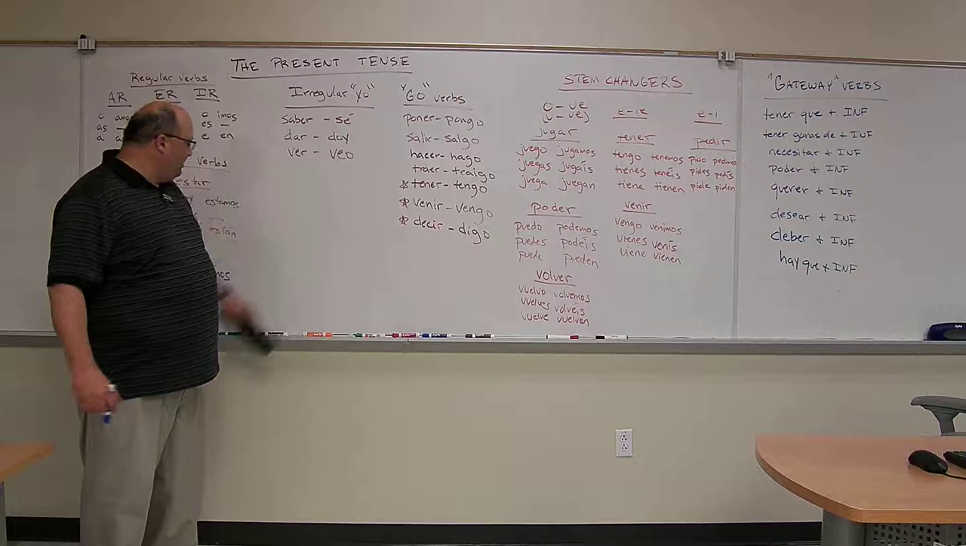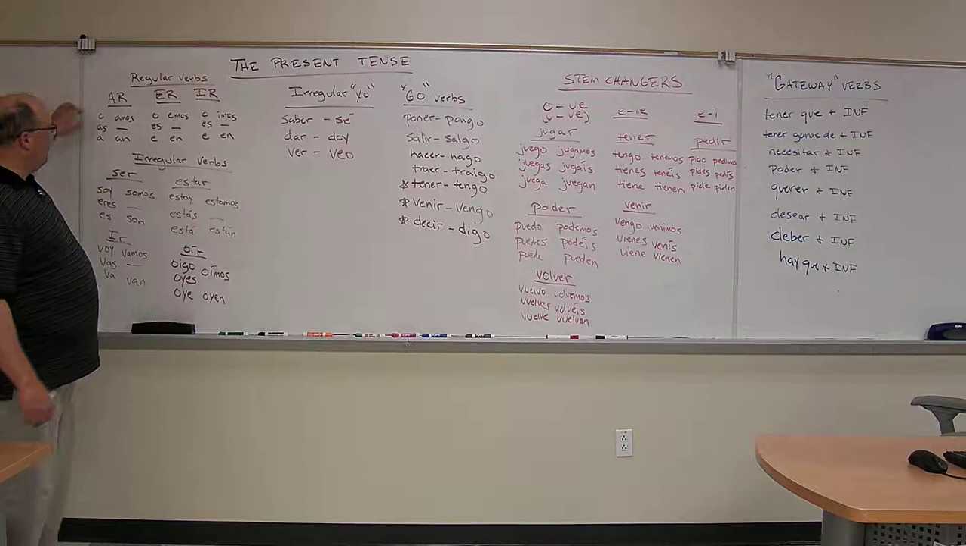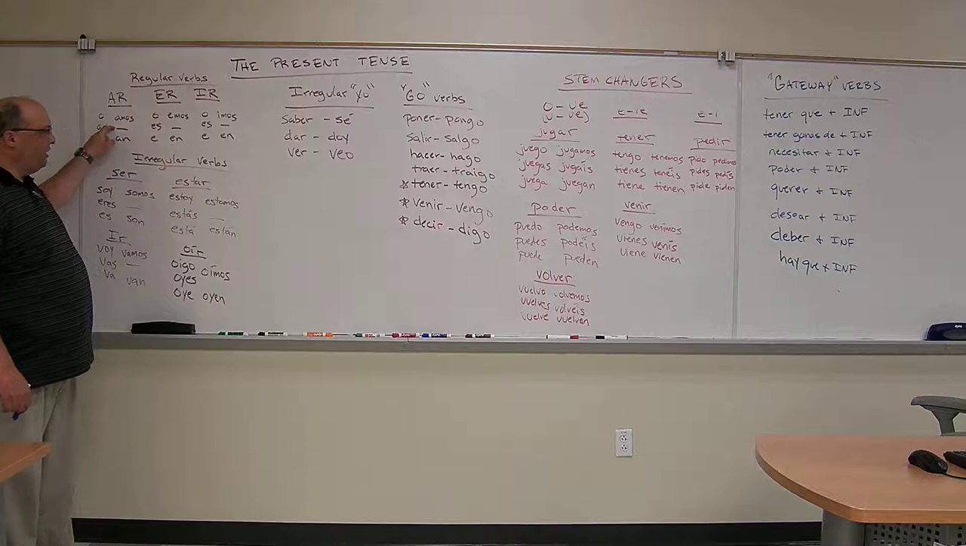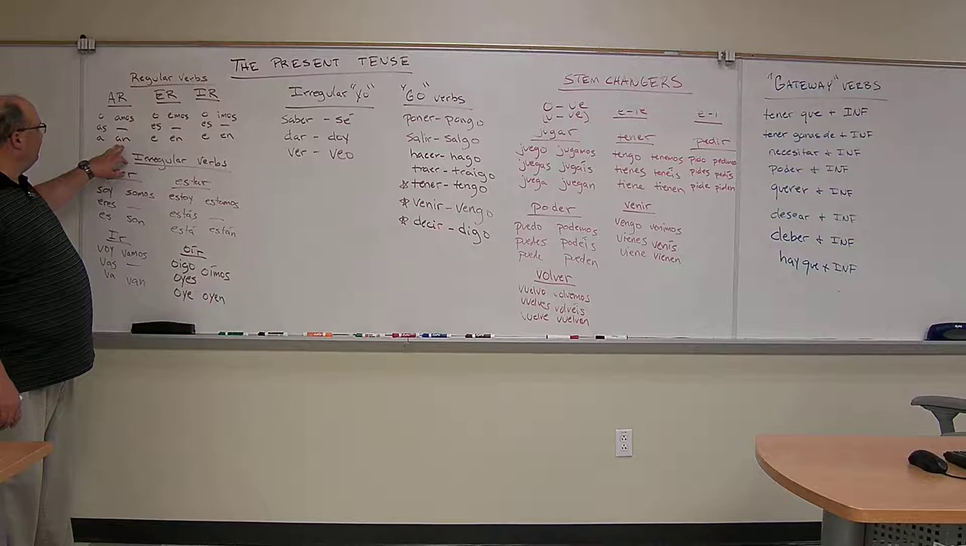So, as we know, we have the yo form, the tú form, the usted form, the nosotros form. Here's the vosotros form that they use in Spain. We're not going to cover that all that much here. I will say a little bit about it when we get down there. And then the ustedes form. So we're not testing on the vosotros form, so for the most part you're going to see dashes in there.